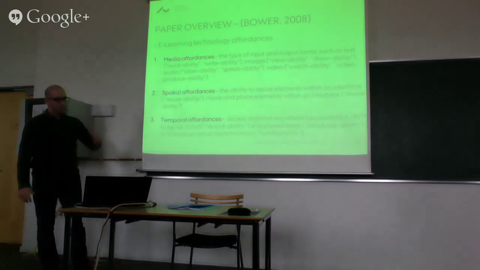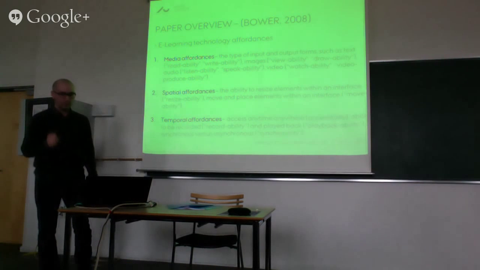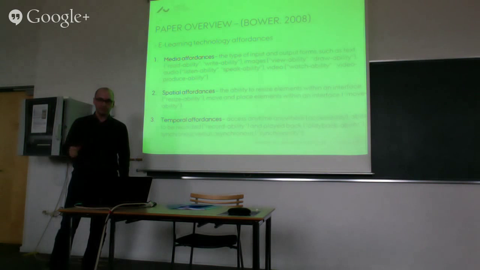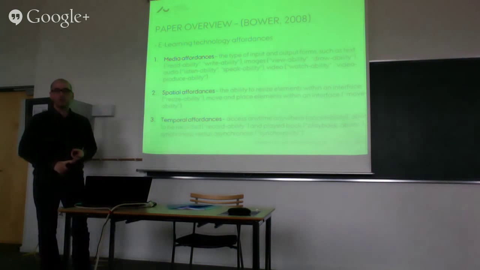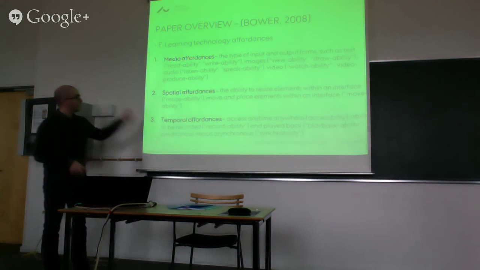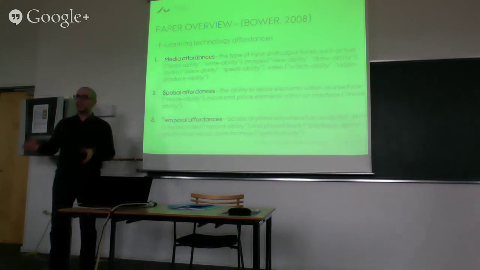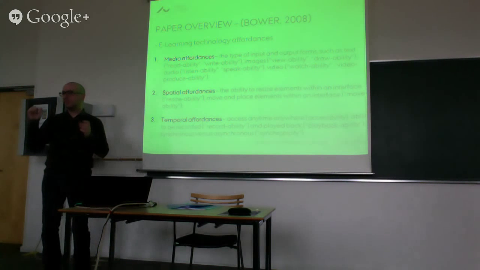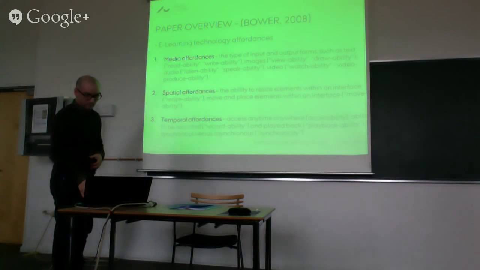So first of all are the media affordances, like the type of input and output form, such as text, images, audio, and video. Like what can it do? Can it show text, can it show images, can I listen to something, can I watch something? All these are the media affordances. Pretty straightforward, pretty easy to understand. You have a tool. Can it display text? Can I watch a video there or something like that?